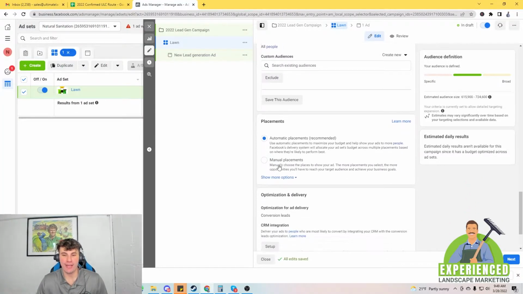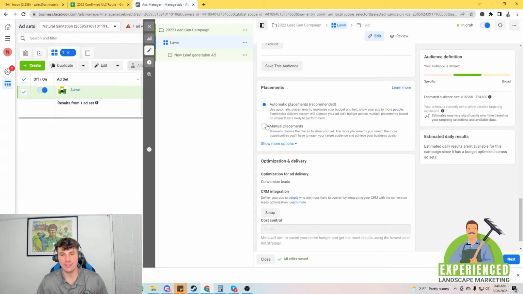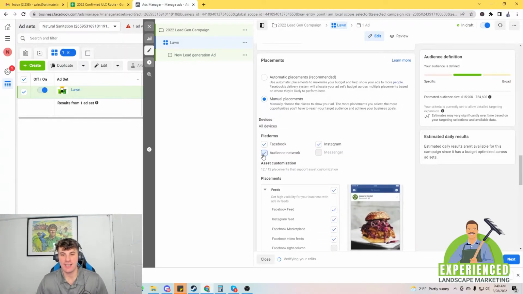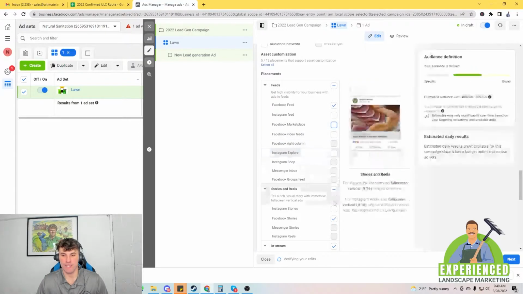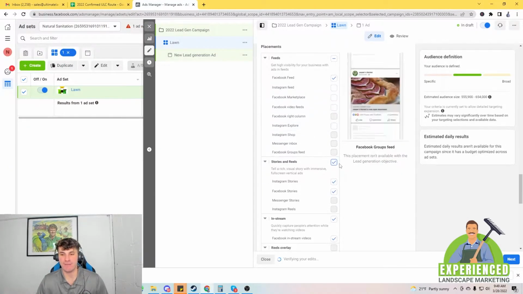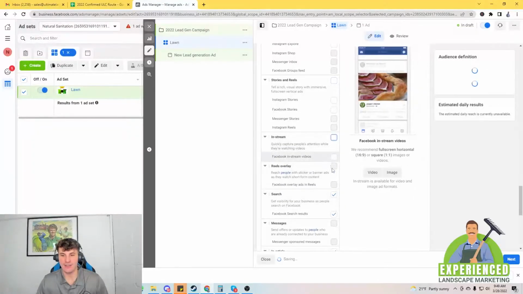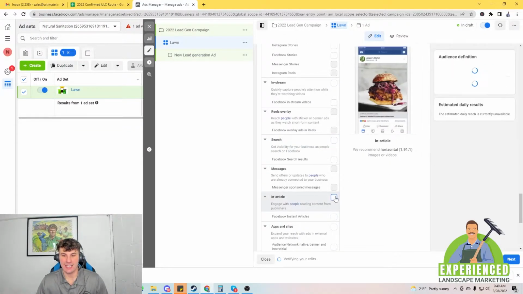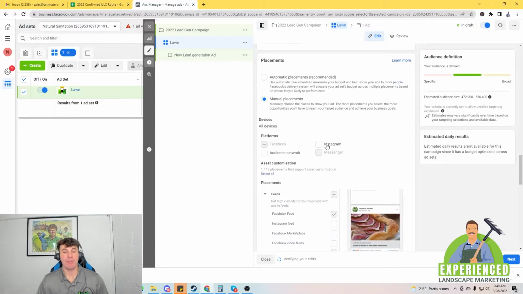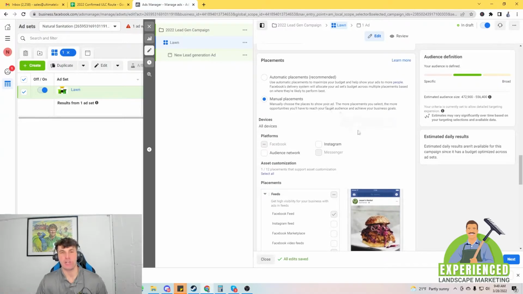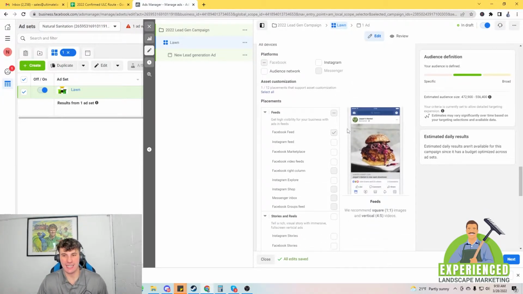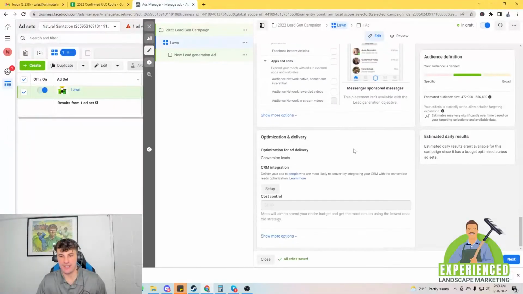And then for automatic placements and manual placements, we like to do manual placements for us because most of the actual buyers for landscapers, for landscape services, are just using the Facebook feed. They're not on Instagram. They're not on the InStream. They're not searching. It's not in any articles. But when you're doing different types of campaigns, such as retargeting, you want to be everywhere. So you would choose automatic. But right now, we're focusing on getting more lawn and landscaping customers. So you only want Facebook feed on there. And you don't want to play with any of this stuff.